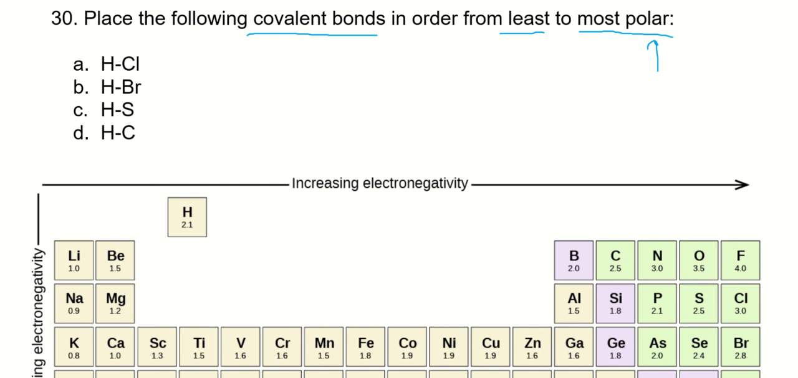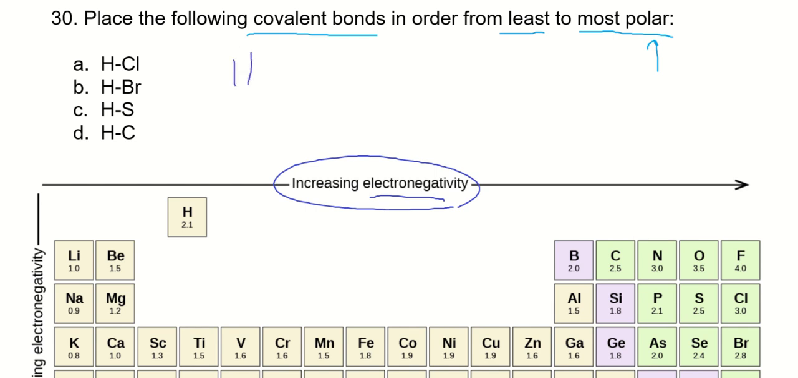Now, one way to determine how uneven that distribution is is to consider the electronegativity of each atom. In other words, electronegativity is the attraction for shared electrons.